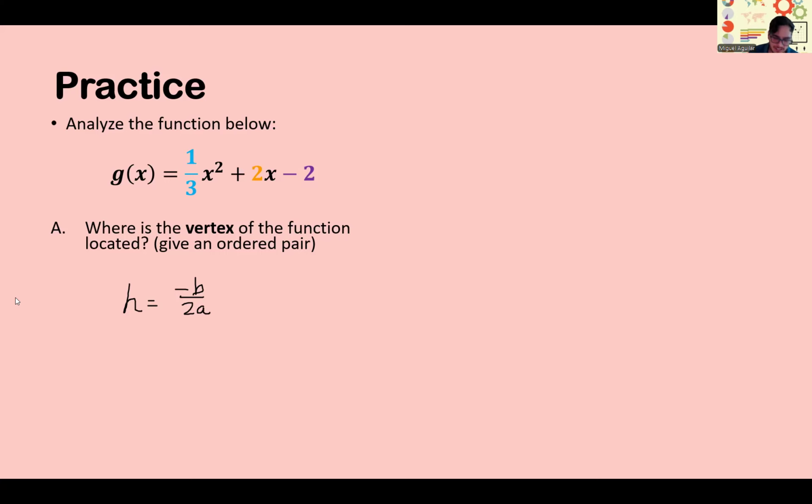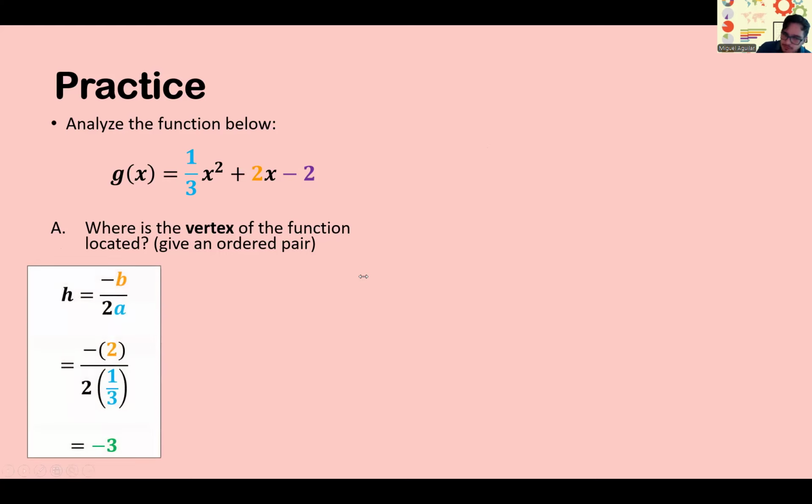Okay. I think that's enough time. Otherwise, the video is going to have this awkward pause in it. So if you watch it back, just fast forward through this part where we're just paused. So to find h, we use that formula, negative b over 2a.